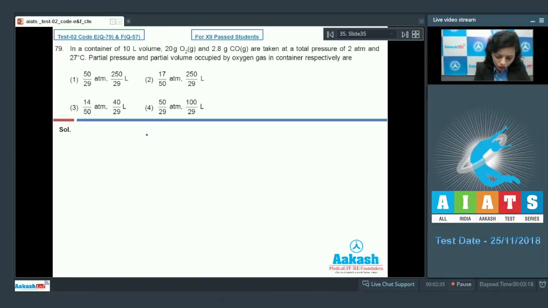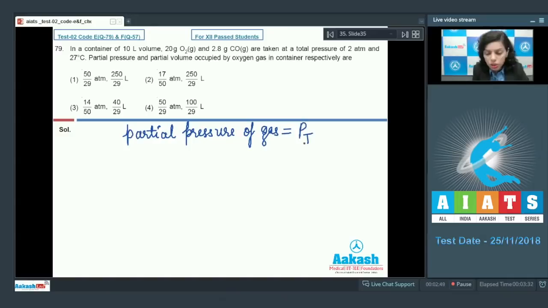We know that if we talk about the partial pressure of a gas, you can find it out by considering its total pressure and multiplying it with the mole fraction of that gas. Then you can find out the partial pressure. So first we have to find out the partial pressure of oxygen. So let's assume that partial pressure for oxygen is PO2, and before that we have to find out the mole fraction, because in this case we have 20 gram of oxygen and 2.8 gram of carbon monoxide that is given.